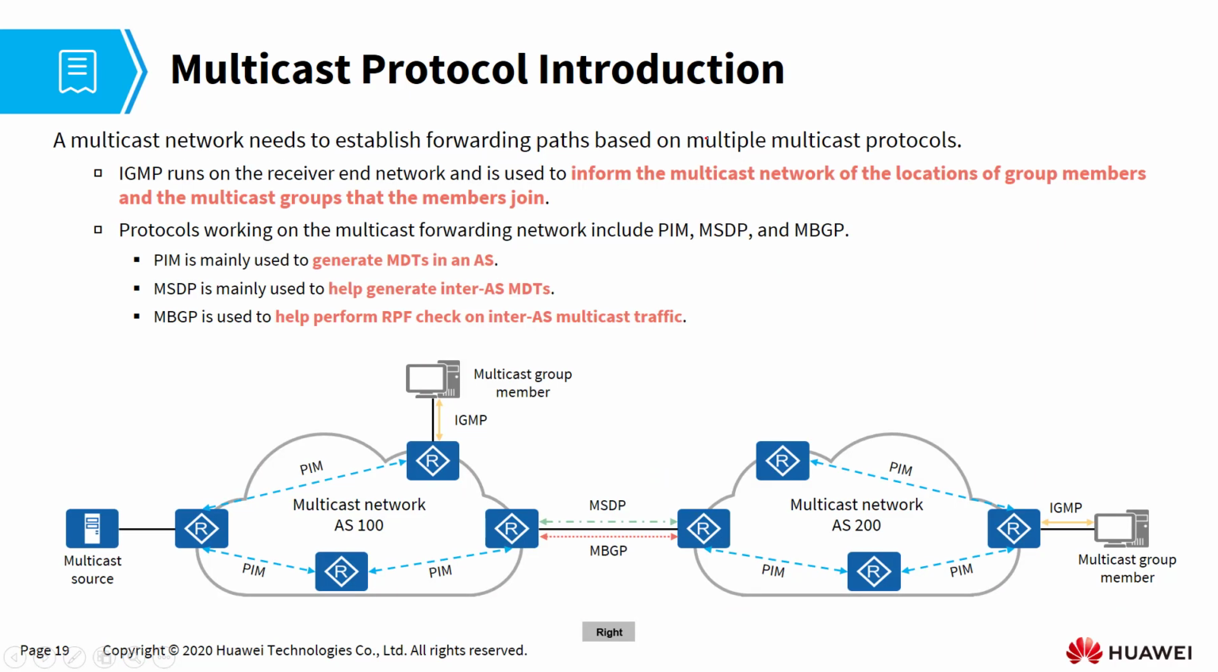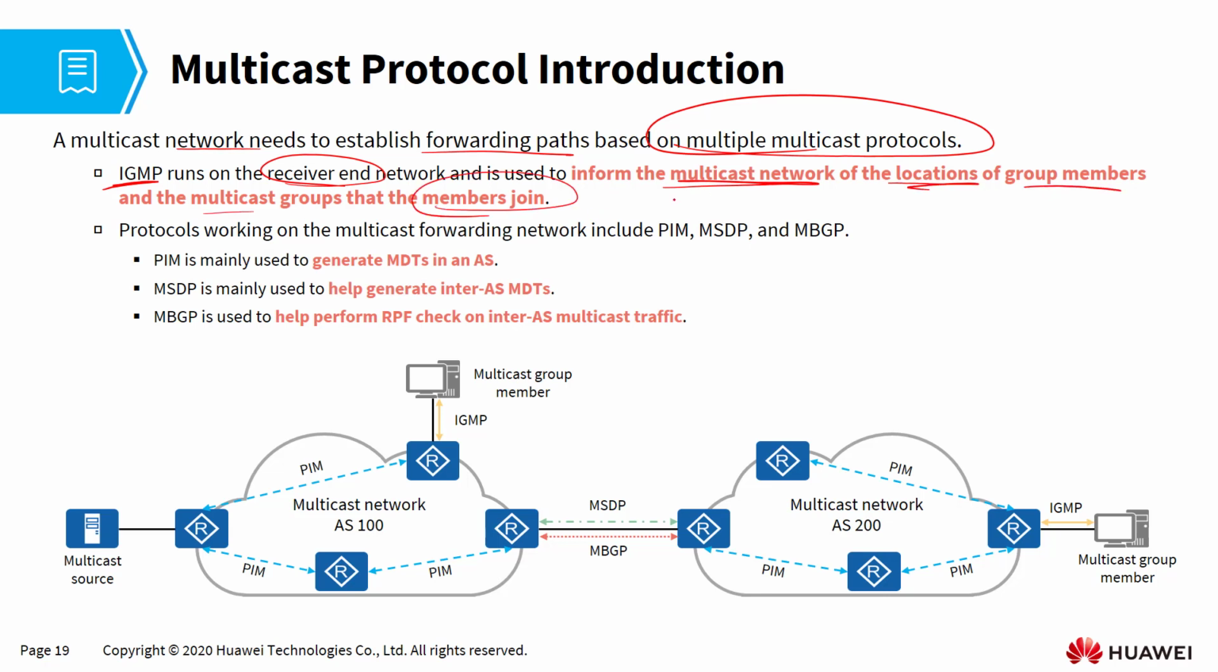Let us introduce the multicast protocols now. We have seen that a multicast network needs to establish forwarding paths based on multiple multicast protocols. I did mention that IGMP will run on the receiver end, and it is used to inform the multicast network of the locations of different group members and the multicast groups that those members are joining. The protocols that work on the multicast forwarding network include protocol-independent multicast, MSDP, and MBGP.